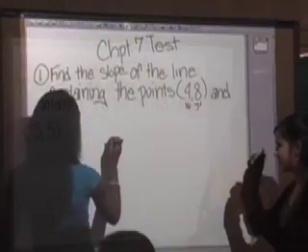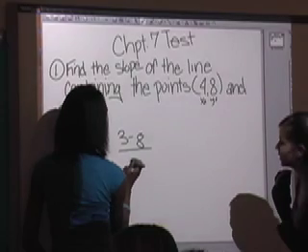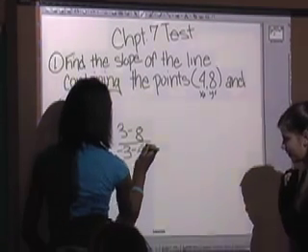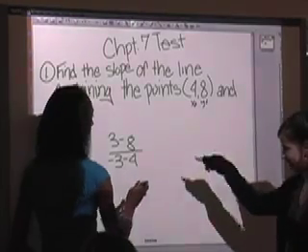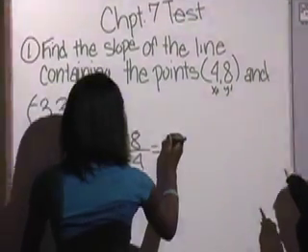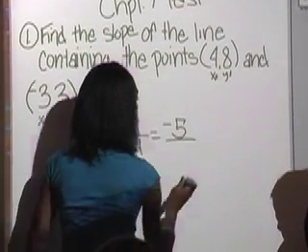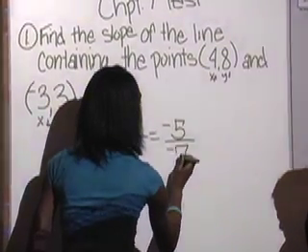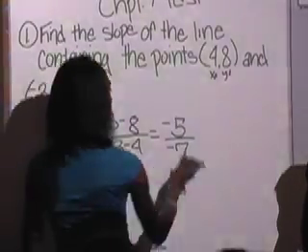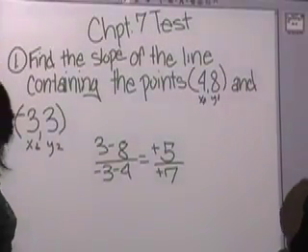It's 3, and then you subtract 8, over negative 3, and then you subtract 4. And then it's negative 5 over negative 7. And then because it was negative, it makes it positive. So it's 5 over 7. Yeah, write it again. Equals 5 over 7.